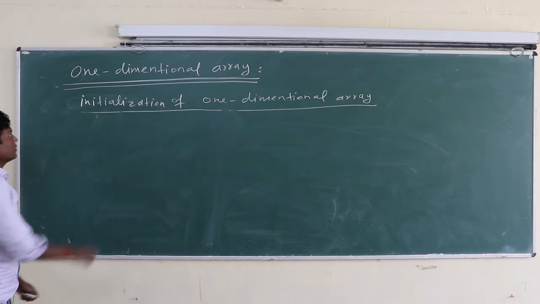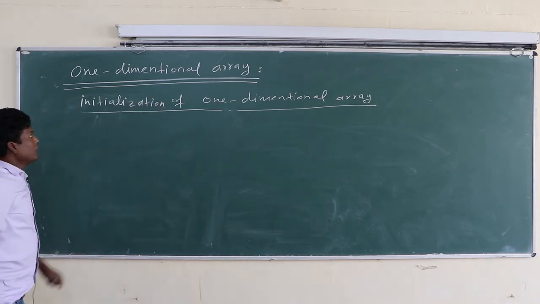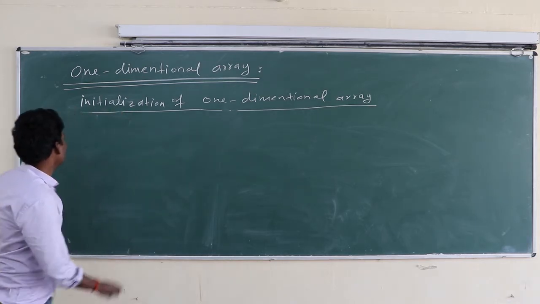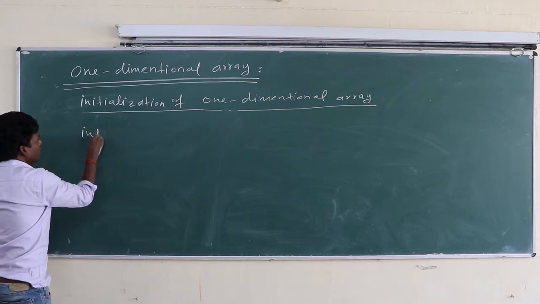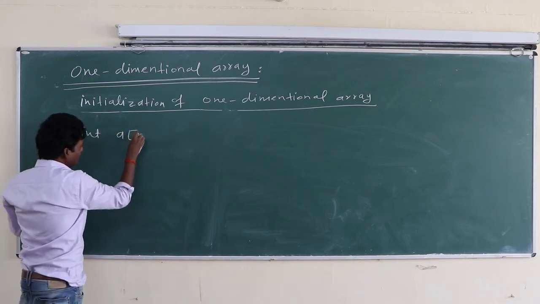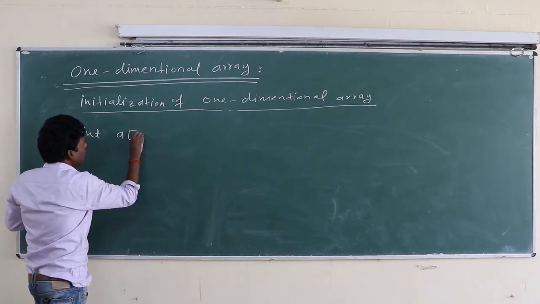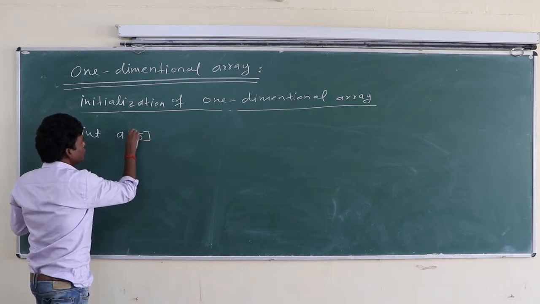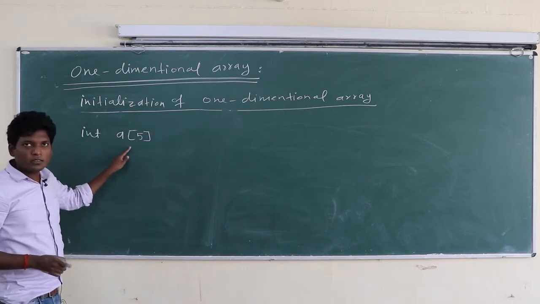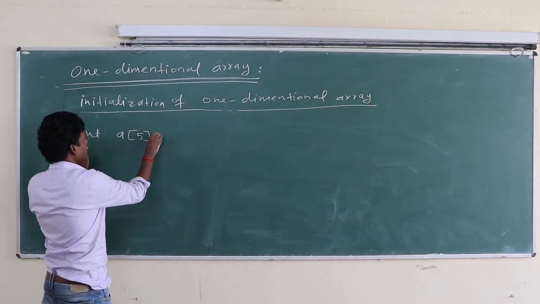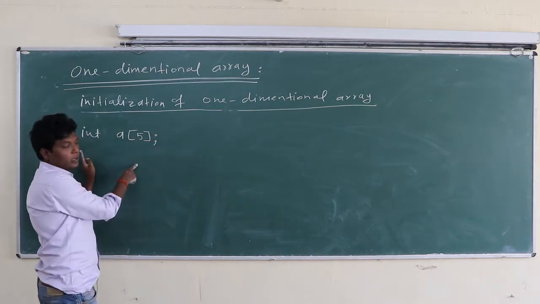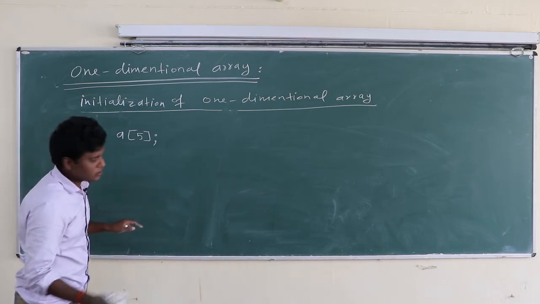Initialization of array. Class, now we are going to initialize an array. Here int a of, suppose 5. So we can store up to 5 elements here. This is the declaration. Class, this is the declaration. Now we are going to initialize.